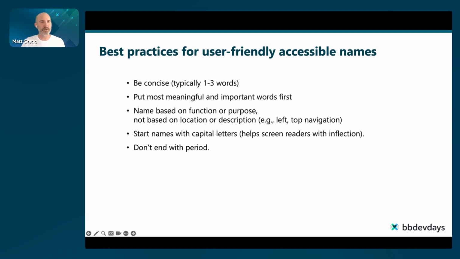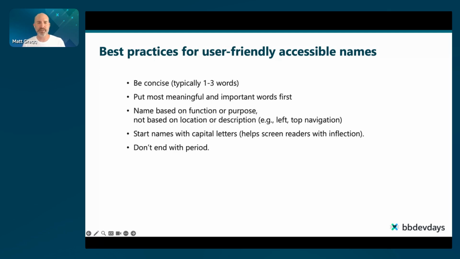And then lastly, I just want to go through a few more best practices for user-friendly accessible names. The first 2 points here are similar to web content that you might put together and write elsewhere. You just want to think about being concise with your labels and names, and putting the most meaningful and important words first. Especially if you have verbs like edit and delete, leading with those words first, so we can understand what the function is. And the next one is really about naming based on the function or purpose, and not naming based on location or visual description, which isn't really as helpful.